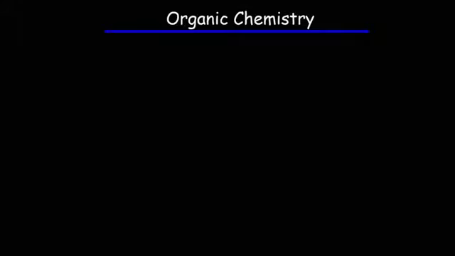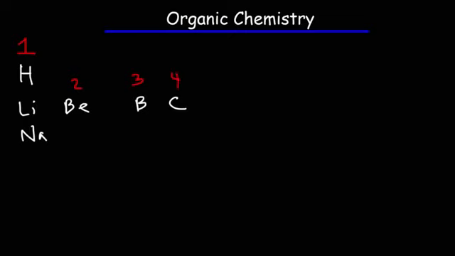Now, carbon likes to form 4 bonds, but you also need to know the number of bonds that the other elements like to form. So elements in the first group of the periodic table, like hydrogen, they like to form 1 bond. Beryllium, for example, likes to form 2 bonds. Boron, which has 3 valence electrons, likes to form 3 bonds. Carbon has 4 valence electrons. Carbon likes to form 4 bonds.